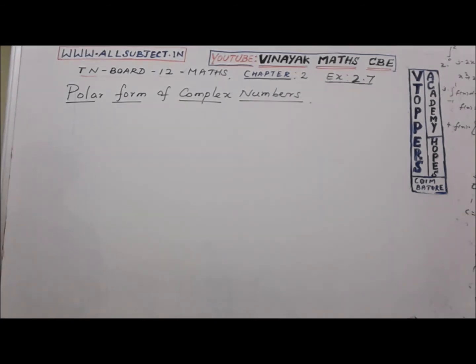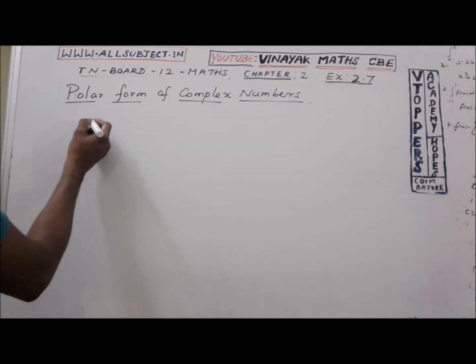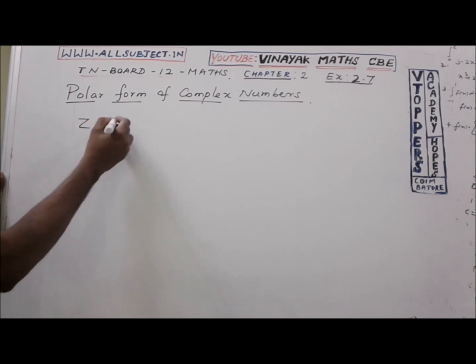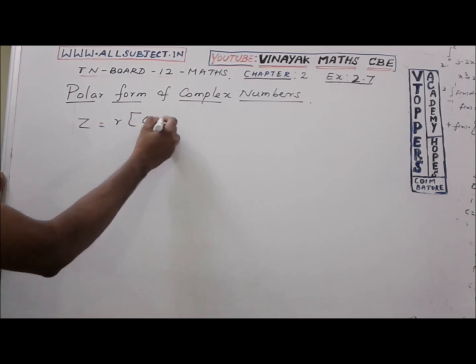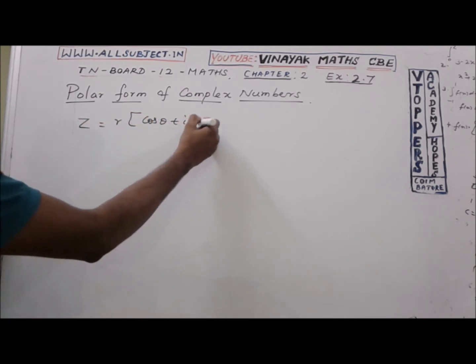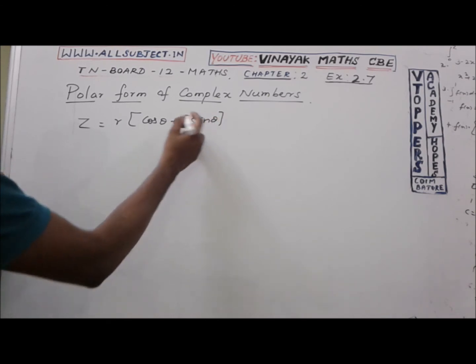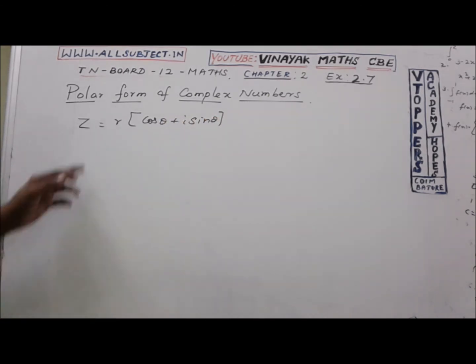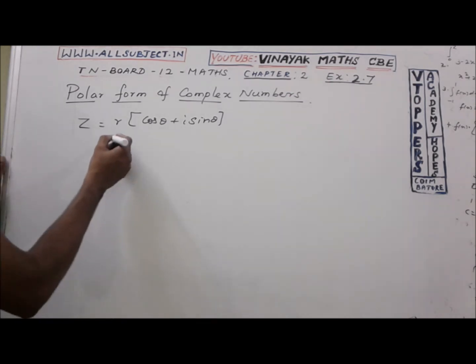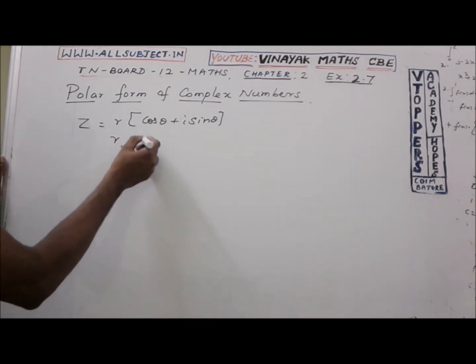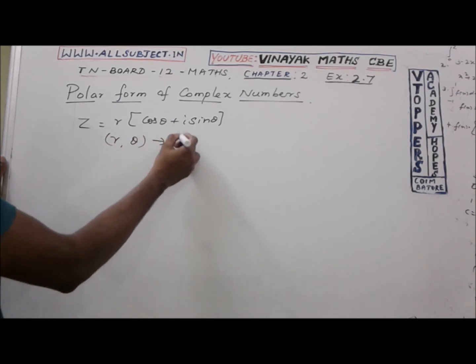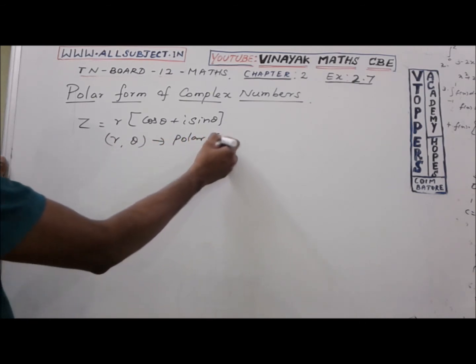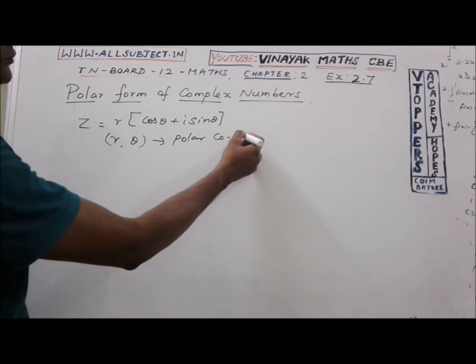Therefore, z equals r into cos theta plus i sin theta is known as the polar form of a complex number. Here r and theta are known as polar coordinates.